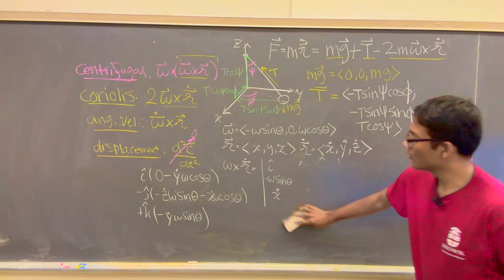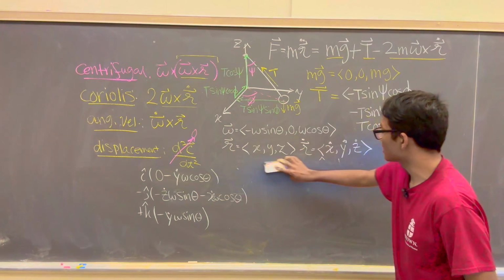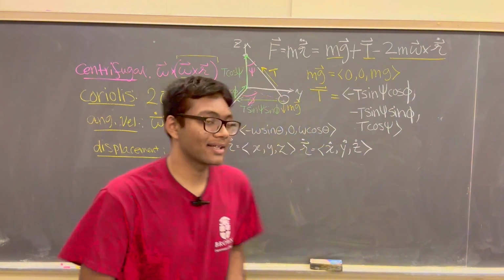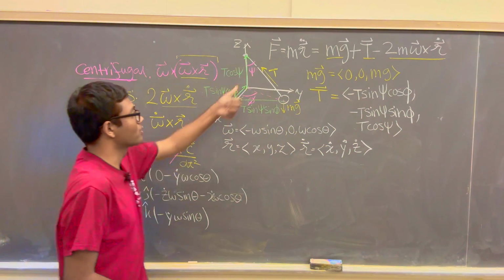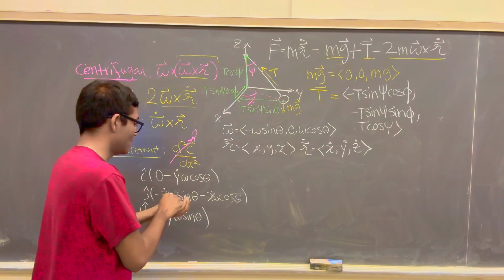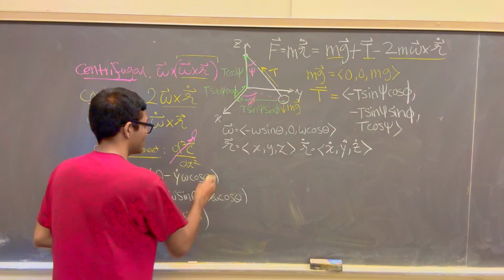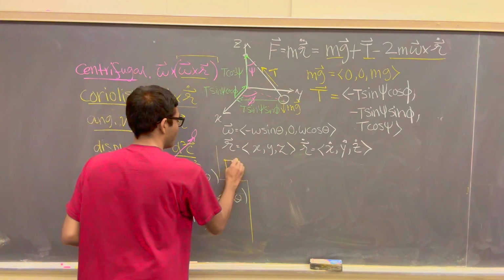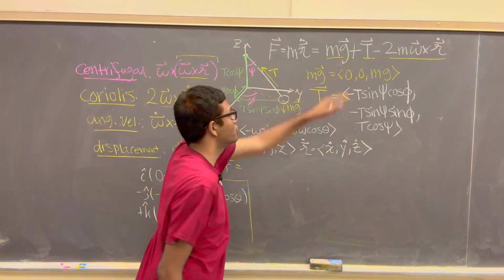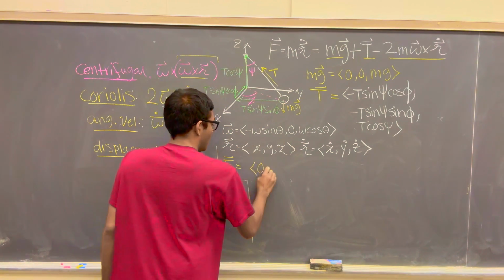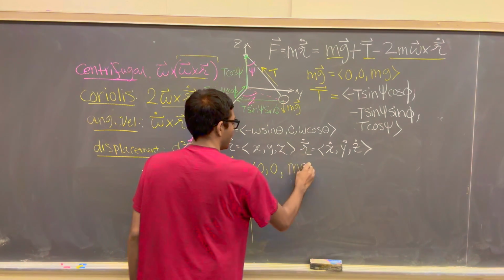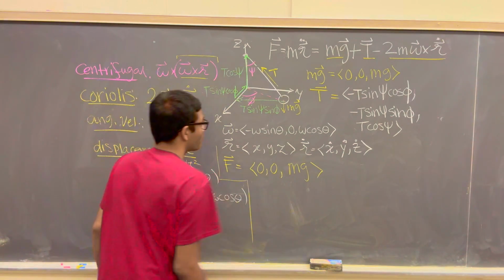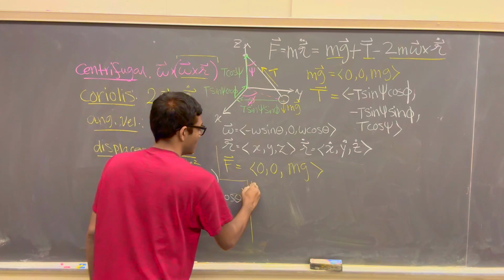So now we can go ahead and start summing everything up. We can sum up all of our forces to get the total net external force, the total force acting on the Foucault pendulum, period. So let me switch up the colors. Let's use yellow here. So my total force vector, F, is going to equal, well, mg. So mg is 0, 0, mg. Pretty straightforward, I suppose.